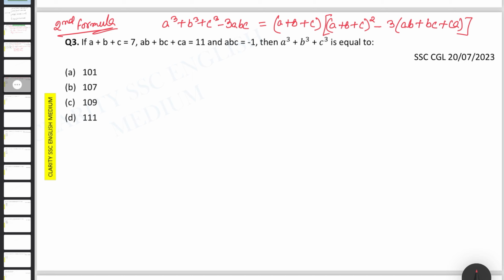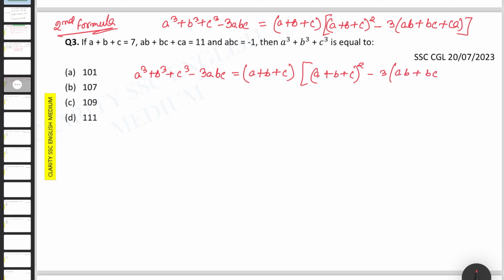Let me write the formula here for you. a cube plus b cube plus c cube minus thrice abc is equal to (a plus b plus c) times ((a plus b plus c) whole square minus thrice (ab plus bc plus ca)). This is the same formula I've written. So what will be the value here? The value is 7, it's given in the question. a plus b plus c is again 7 square minus 3 into 11.